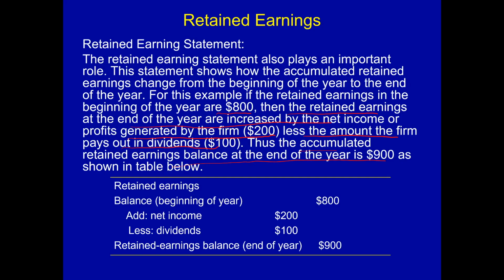As shown over here, we have the balance at the beginning of the year of 800. We have net income of 200, but we have given $100 as dividends. Then we are left with 900 as the retained earnings balance at the end of the year.